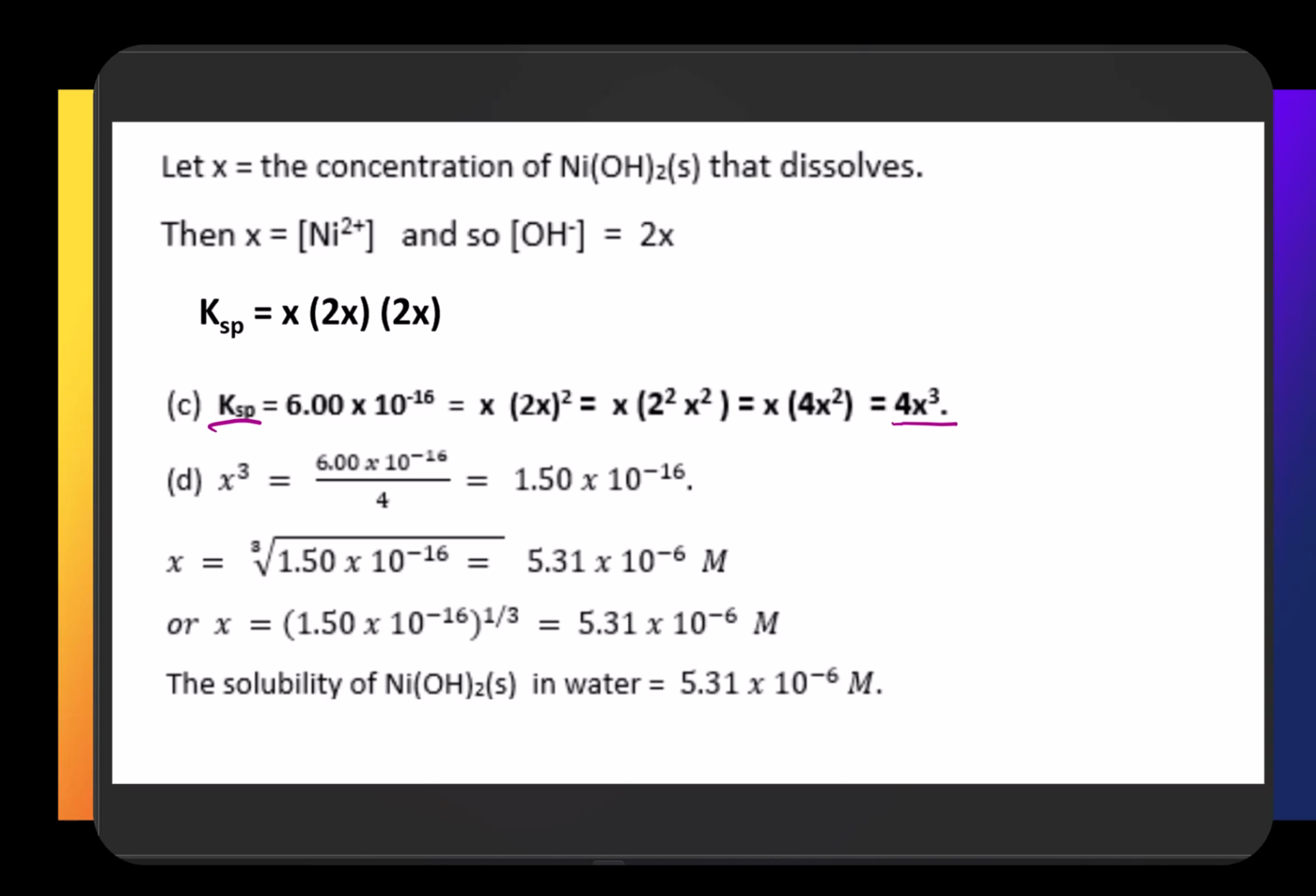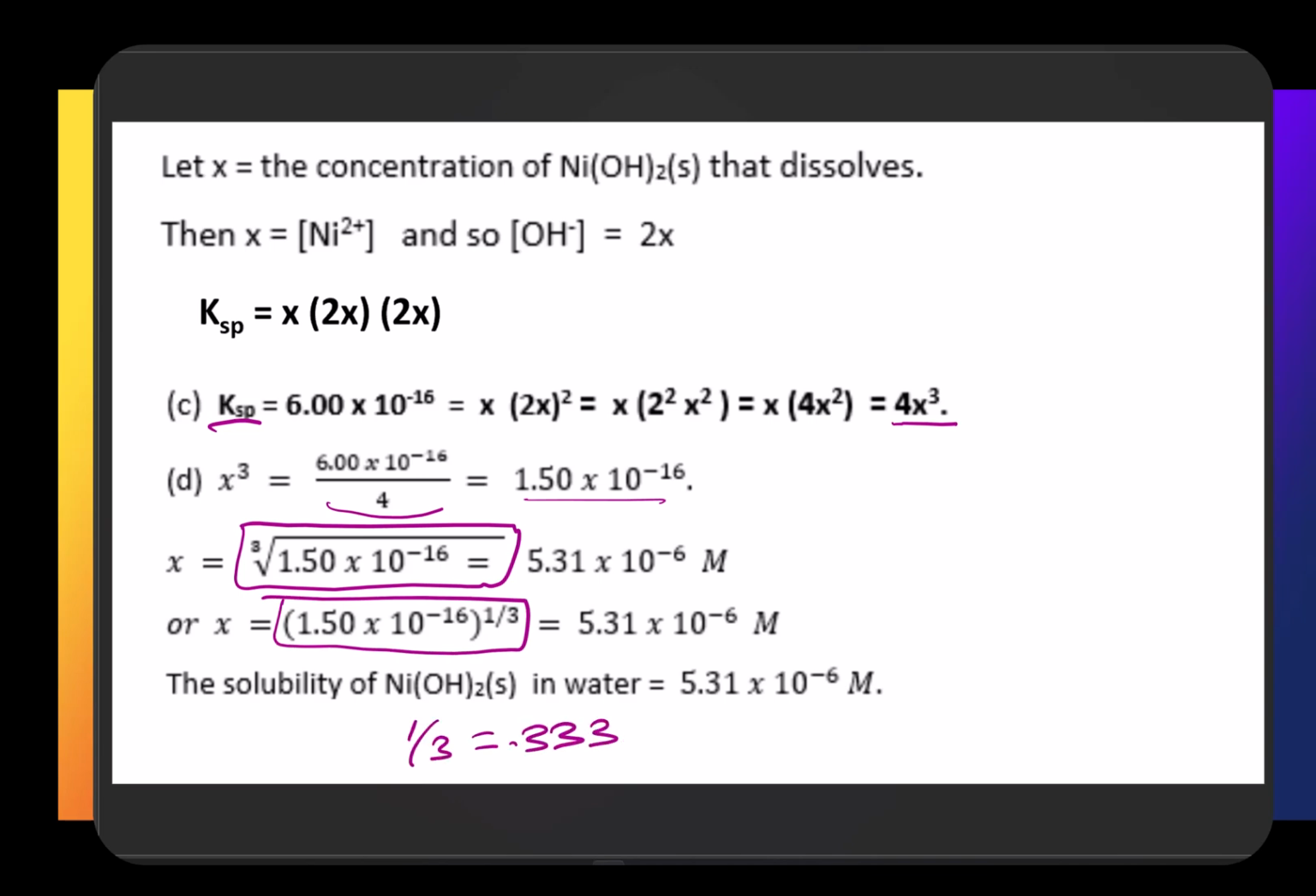We first solve for X cubed by dividing the KSP by 4, 1.5 times 10 to the negative 16, and then find X by taking the cube root of this result right here. You could do that cube root in a couple of ways. You could write it in conventional notation, or since cube root means to the 1/3 power, you could use this instead. Remember that 1/3 is 0.333, an infinite number of decimal places. If you use this method, you could just plug the decimal number into your calculator, but you want to use a lot of significant figures so that you don't have a round-off error.